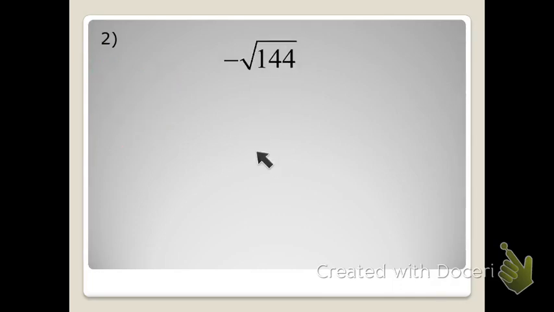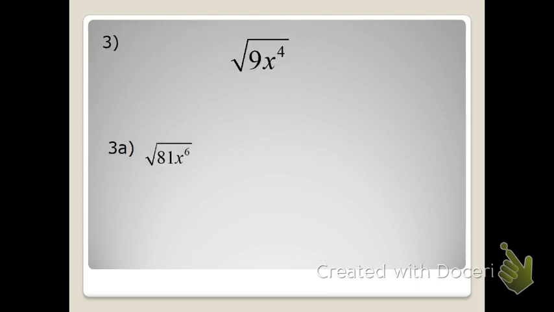So in this one, what is negative square root of 144? Well, first of all, let me ask you the question. What's the square root of 144? 12. And then I just say negative 12. So you're like, oh my gosh, this is great. Good. Good. Okay.